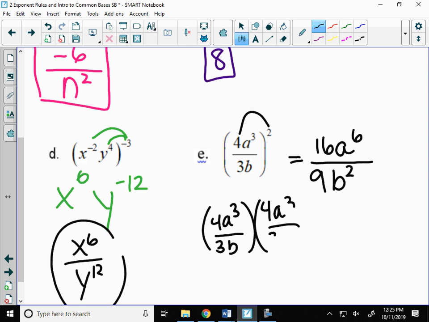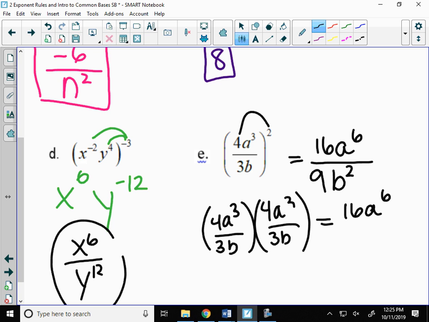But then you have to employ all your other exponent rules. So you do 4 times 4, which is 16. A cubed times a cubed is a to the 6. See how that will give you the same thing? The other way is just faster. Maybe not easier, but the same thing.